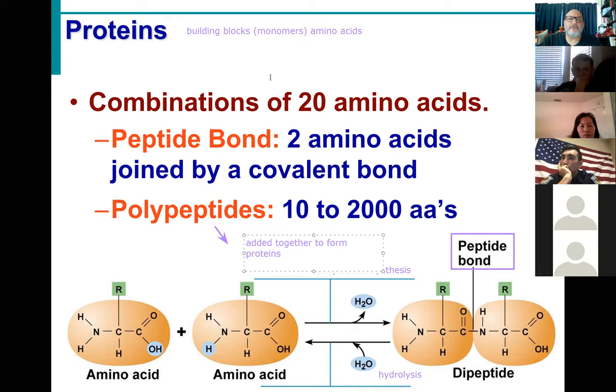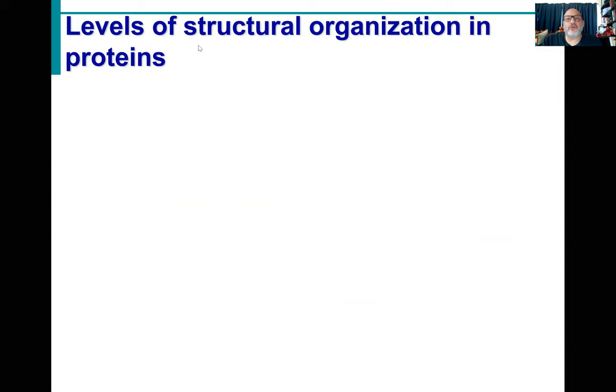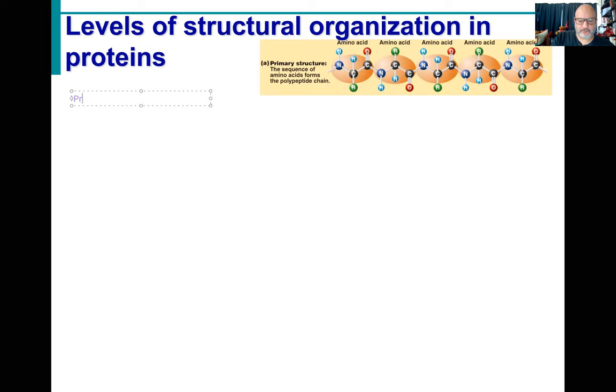All right. And so, like I said, to understand how this works and why this is important, we have to talk about the levels of structural organization of a protein. At its simplest level, what we call the primary level, or primary structure, let's be specific. We'll say level, I like level, since it says structure there. The primary level of our structural organization, as you can see here, is simply the sequence of amino acids.